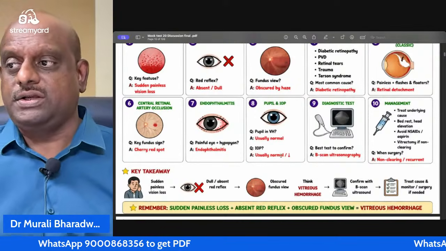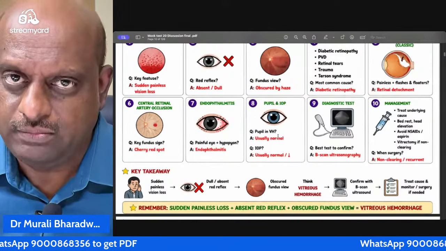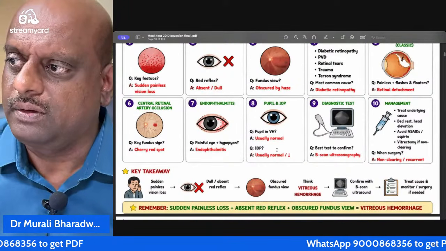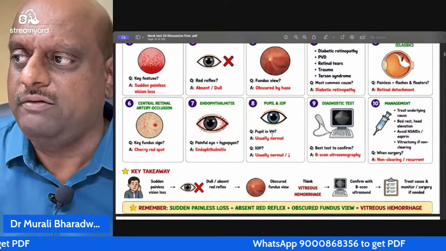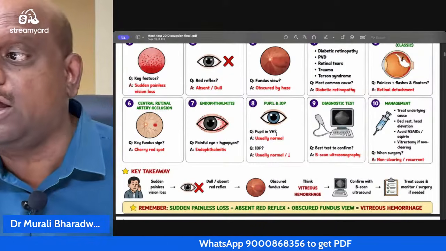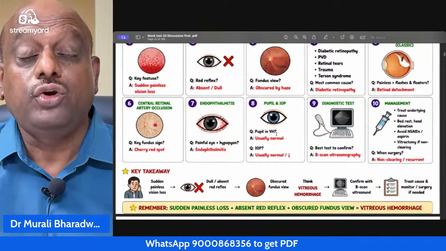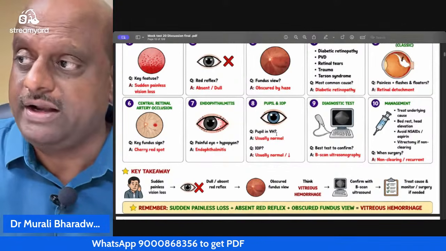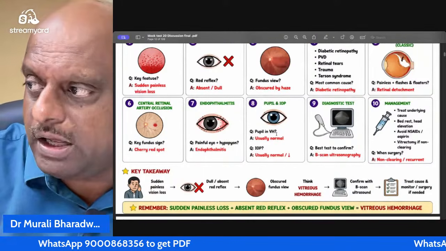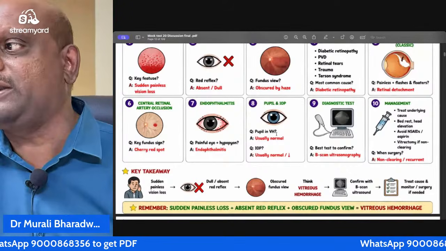And if you look at the pupil in vitreous hemorrhage, it is usually normal. If you look at the intraocular pressure in vitreous hemorrhage, usually normal or decreased. That is another important clue.